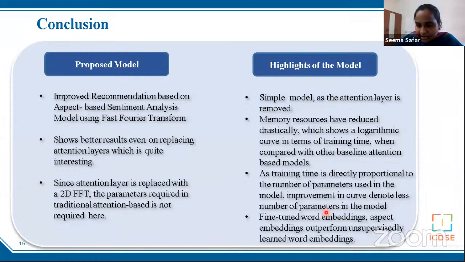And last but not the least, we have fine-tuned word embeddings and aspect embeddings, and that is outperforming the values of the unsupervisedly learned word embedding, that is, the GloVe embedding that we are using here.